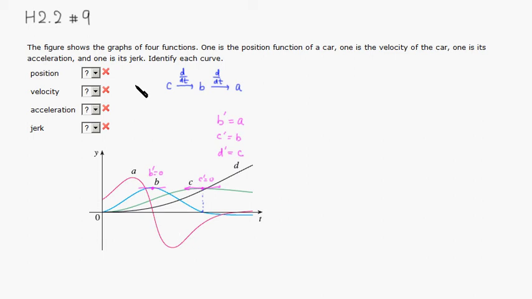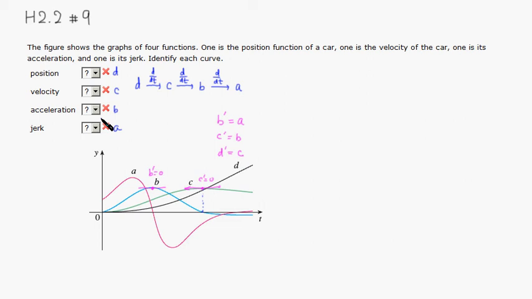Now we have this D. If you take the derivative of D, it seems like we're getting a C, right? So it makes sense to start from D as the position function, and C is the velocity function, and B is the acceleration function, and A is the jerk function, right?